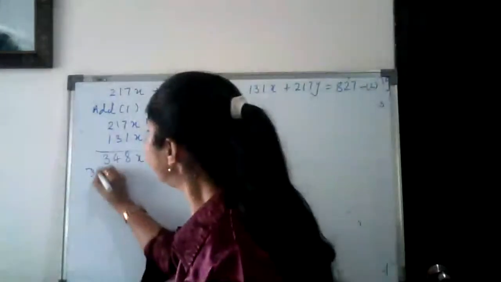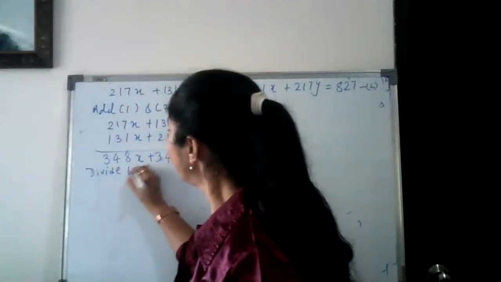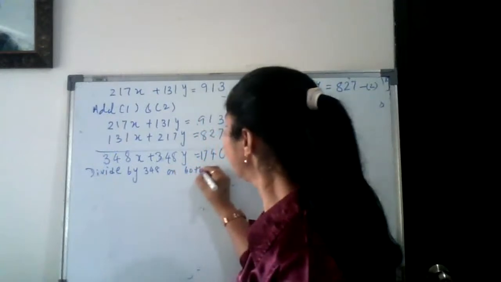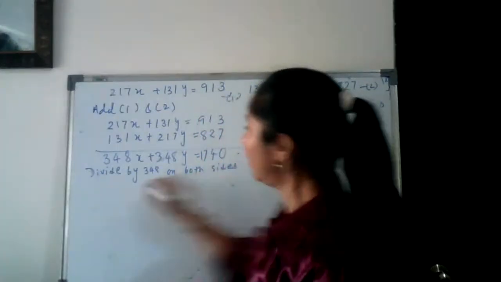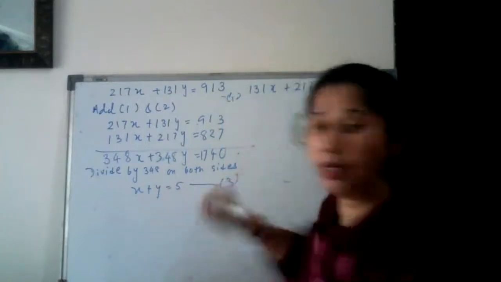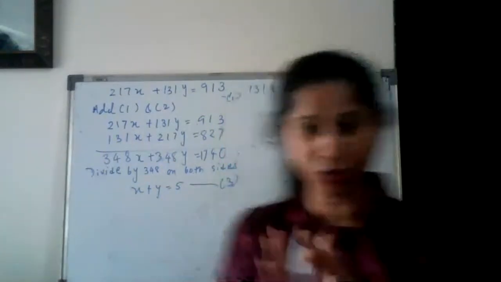So divide by 348 on both sides. So what do we get? X plus y is equal to 5. And this is our equation number 3. I hope it is clear to you now.